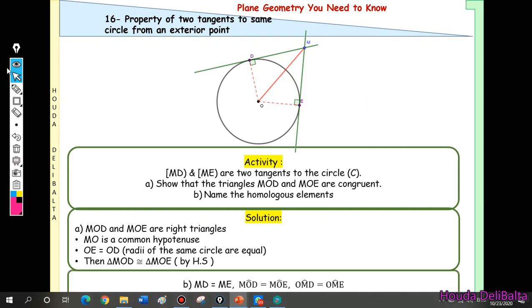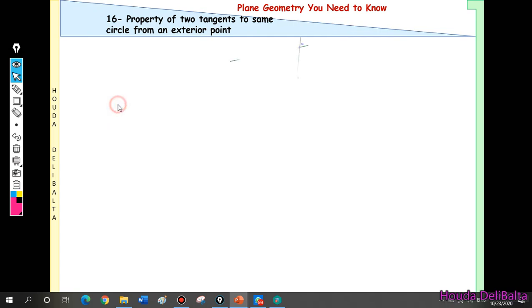The homologous elements are: this side is equal to this side, this angle is equal to this angle, and this angle is equal to this angle. So these are the homologous elements of these two congruent triangles. Now let's write it in a clear way.